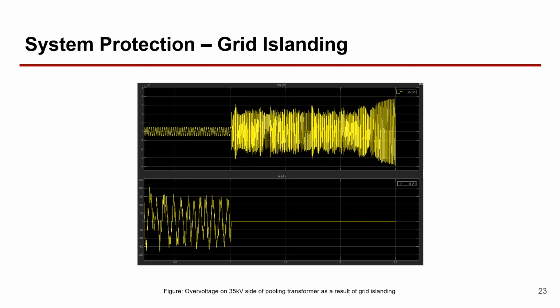Observe that at the instant the grid is lost, the PV system current output goes down to 0 while the voltage output rises suddenly, resulting in overvoltage values as high as 235 kV on the 35 kV rated secondary of the pooling transformer. Grid islanding poses a major overvoltage abnormality for the system. To avoid this scenario, fast-acting anti-islanding protection is necessary.